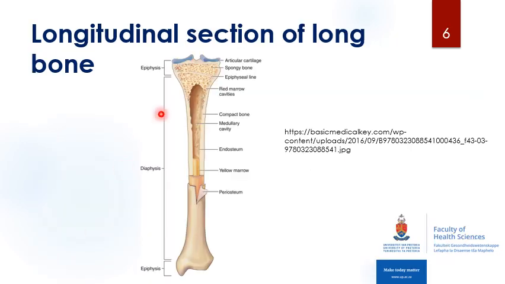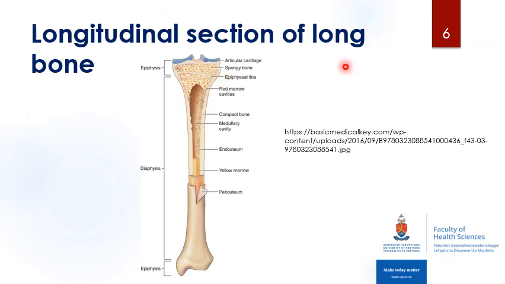So this is a longitudinal section of a long bone, and you can see in this upper portion of your bone you have this porous bone. You can see there's a lot of gaps in the bone, and this is known as the spongy bone. And in these pores in your spongy bone, this is where you have your red bone marrow. So in your red bone marrow, this is where you produce your blood cells. This will be the primary site of blood cell production during adulthood.